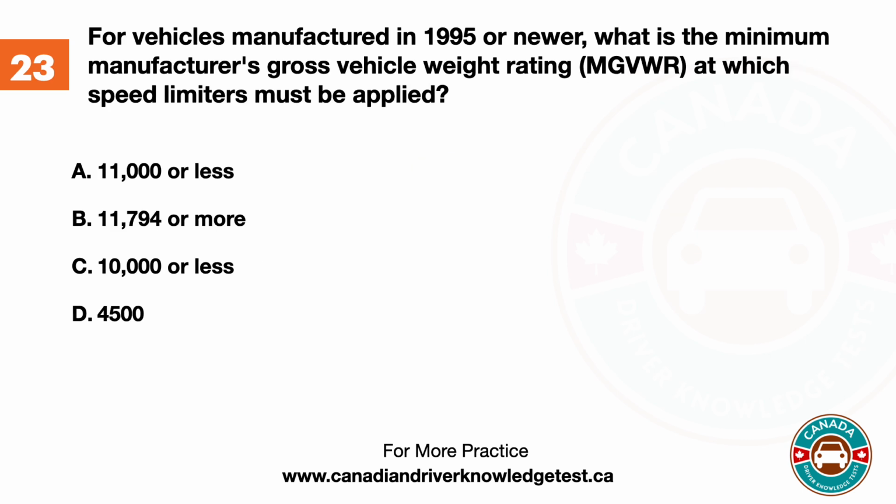Question 23. For vehicles manufactured in 1995 or newer, what is the minimum manufacturer's gross vehicle weight rating, MGVWR, at which speed limiters must be applied? A. 11,000 or less. B. 11,794 or more. C. 10,000 or less. D. 4,500. The answer is B. 11,794 or more.